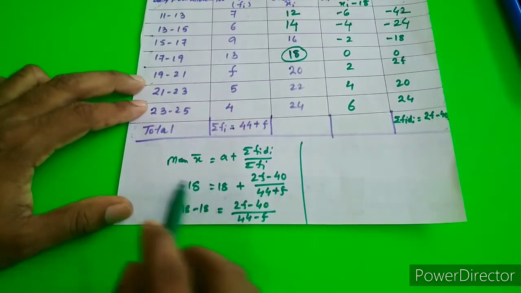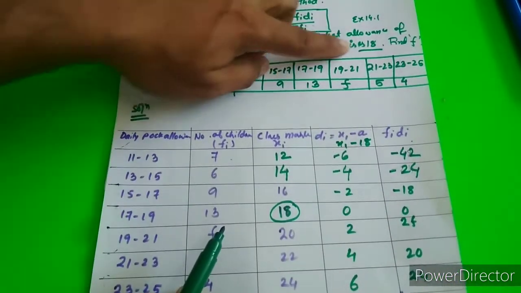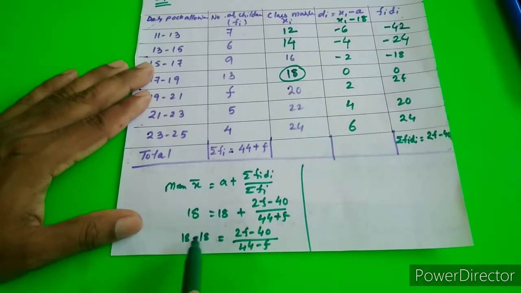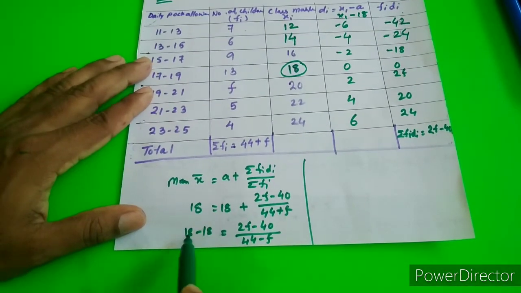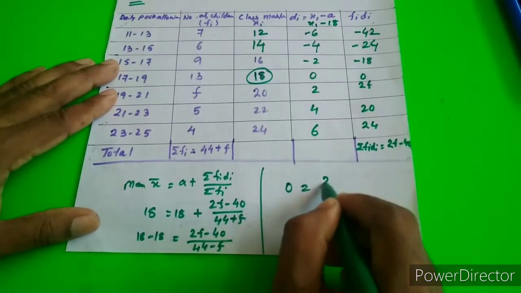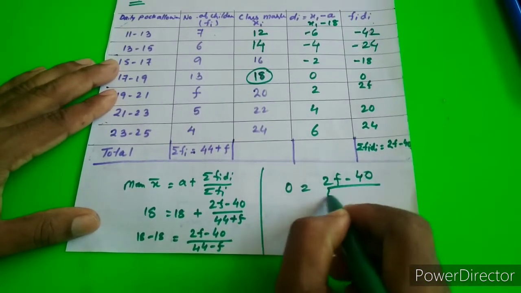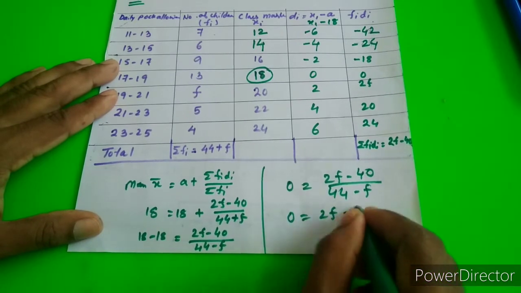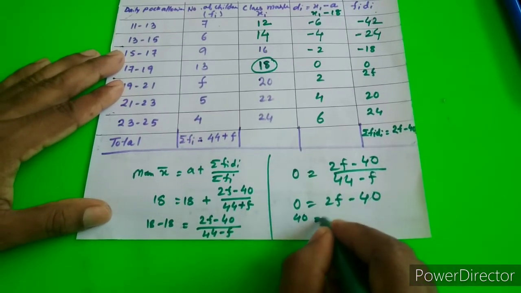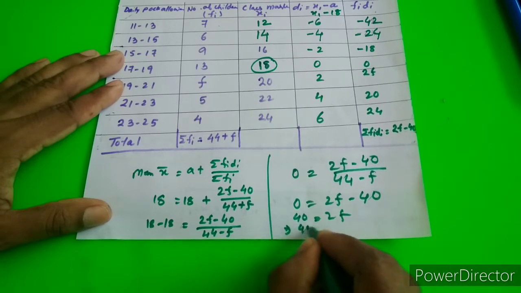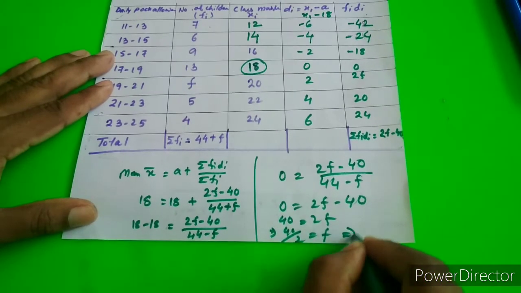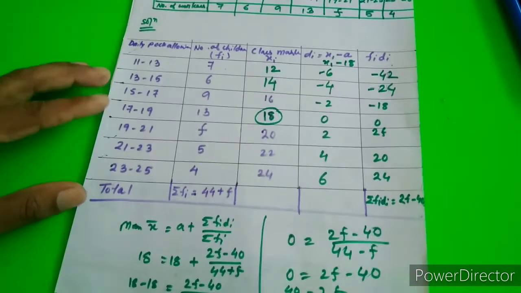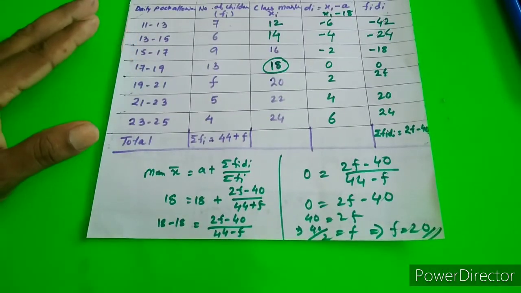Here we put the mean value, 18, already given in the question. 18 equal to 18 plus (2f minus 40) by (44 plus f). Bringing 18 to this side, 18 minus 18 is 0 equal to (2f minus 40) by (44 plus f). Cross multiply: 0 equals 2f minus 40. So 40 equal to 2f. 40 by 2 equal to f, which implies f equal to 20. Clear? We got f value as 20.